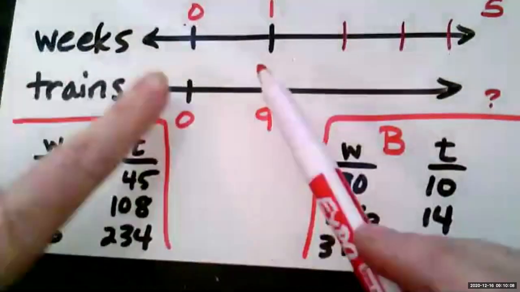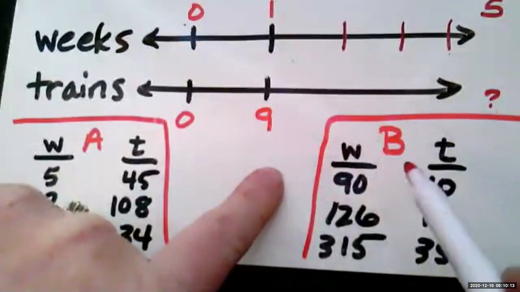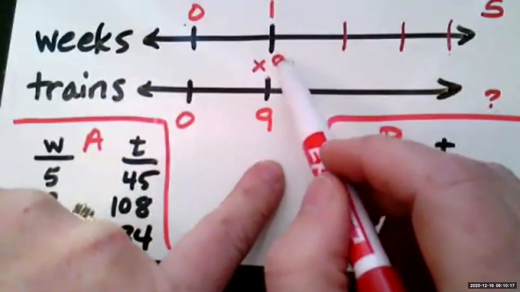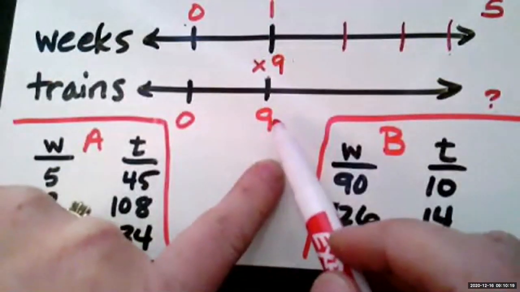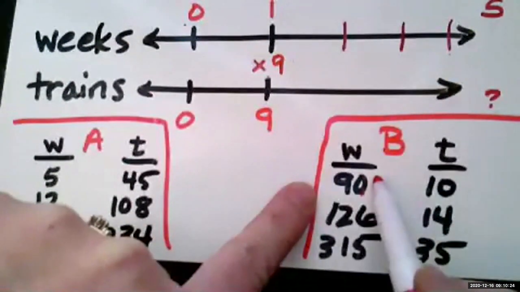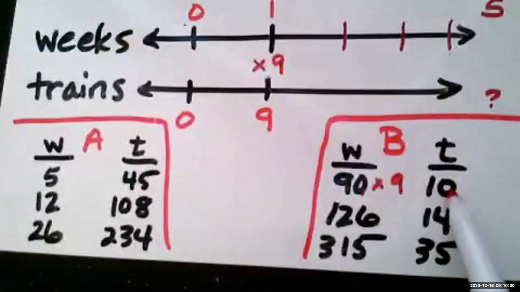First of all, you only have 1 week and you can build 9 trains in 1 week. So you're taking the amount of weeks and you can multiply them by 9 to get the number of trains. So if I had 90 weeks and you multiply that by 9, whoo, that is a lot of trains, but it says only 10 here.